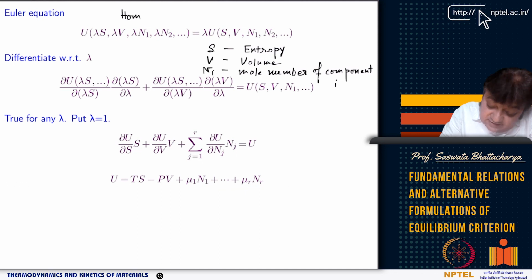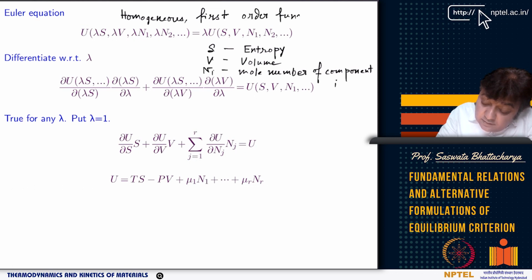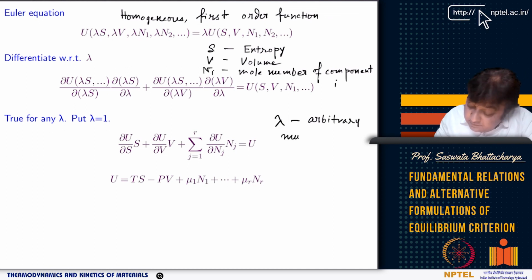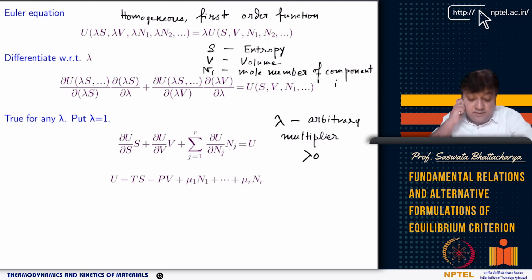and U is also homogeneous, as we have just discussed in the previous lecture, it's a homogeneous first order function, and lambda is an arbitrary multiplier that is greater than 0.